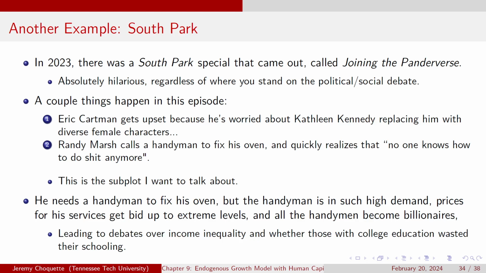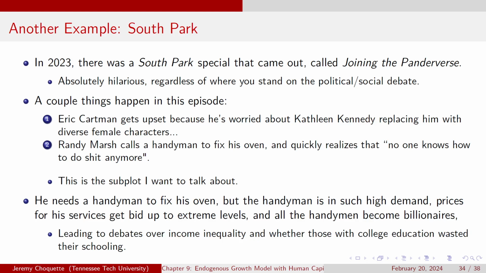Well, second one, Randy Marsh wants to call a handyman to fix his oven because the oven door's broken, and he realizes that, quote, no one knows how to do shit anymore. And this is the subplot that I want to be talking about, because he needs a handyman to come fix his oven. At the beginning of the episode, he wakes his kids up and he's like, come downstairs, I'm going to show you how to fix the oven because no one knows how to do shit anymore. And then he's like, so here's what we do. We've got this broken oven door. And in order to fix it, you pick up your phone and you call the handyman, and the handyman comes and fixes it.